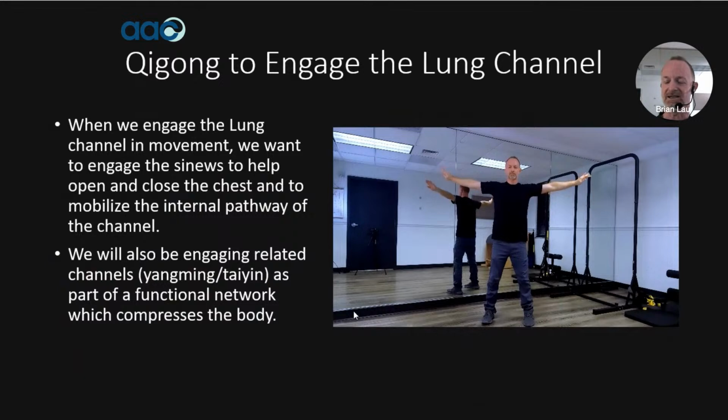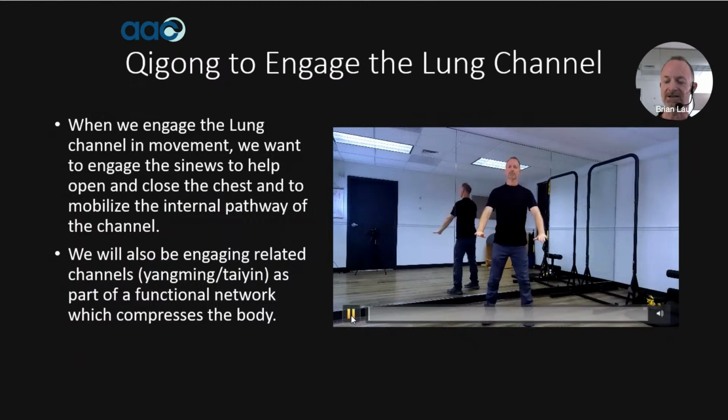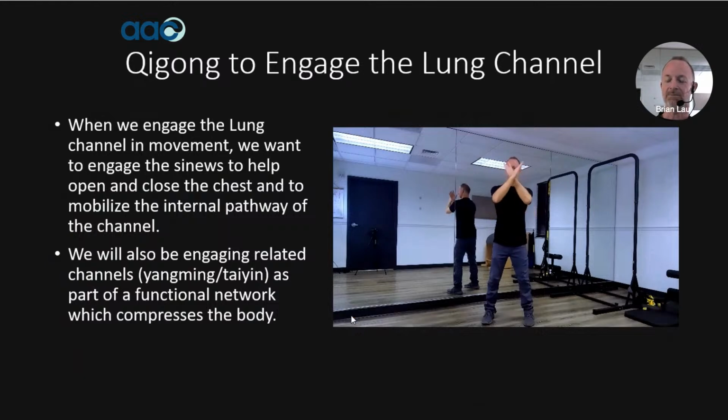This is going to be engaging the lung channel, but really when you're engaging channels, you tend to do them in networks. So this will be really the Yangming and Tai Yin channels as a whole. So that'll be the lung and spleen channels, the large intestine, and the stomach channels. But the primary focus for this one is the lung channel. So we'll come back and look at this video afterwards and highlight some features of it. But let's move on to the next slide.